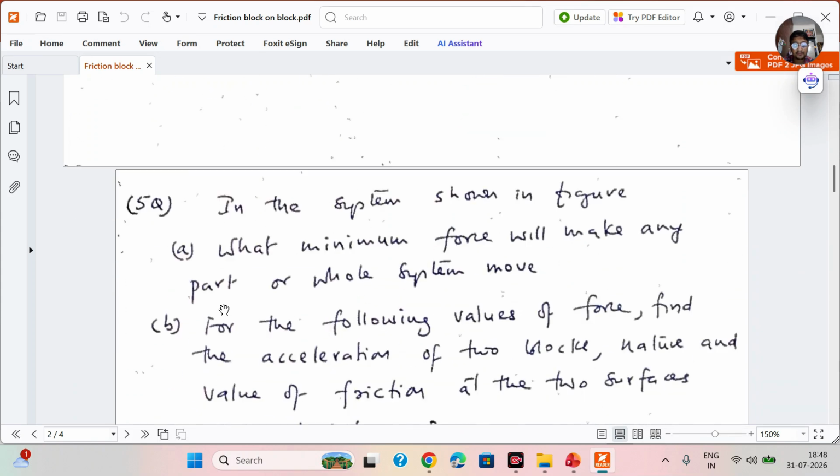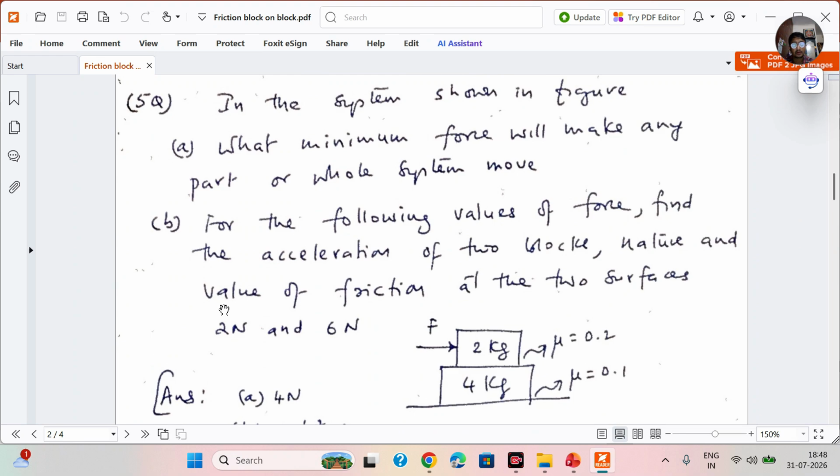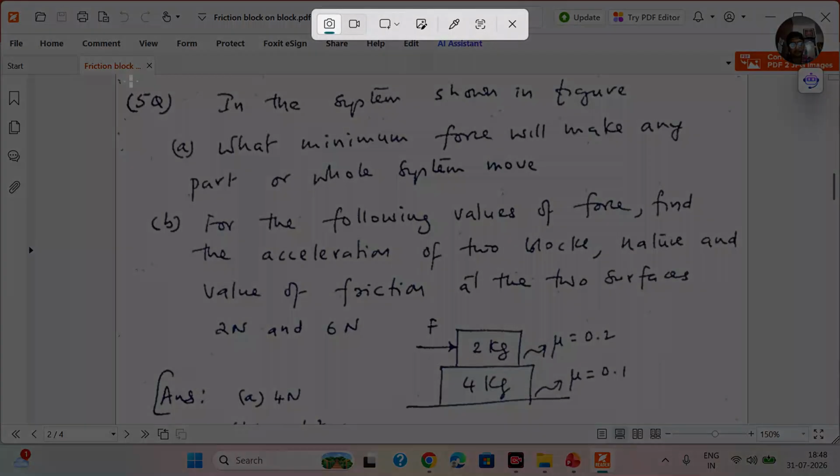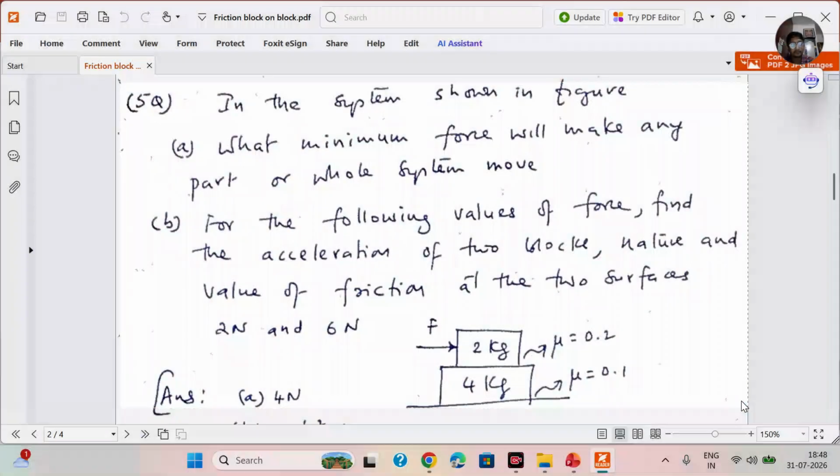This we have done yesterday. Now let's look at this question. Again, this looks a bit more complex, so let's do that.